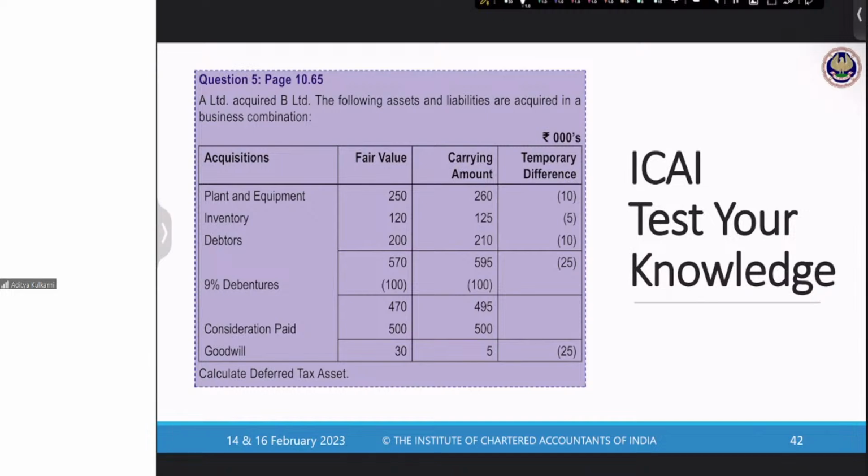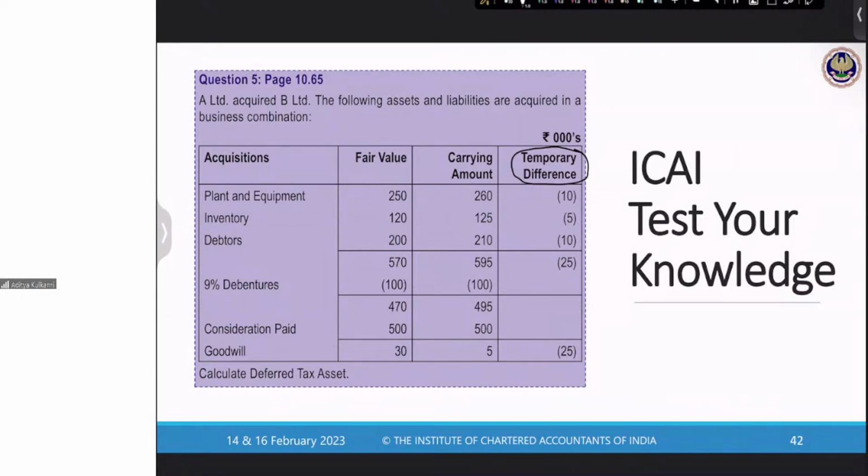Okay, A Limited acquired B Limited. The following assets and liabilities are acquired in a business combination. So for plant and equipment, you are given fair value, carrying amount and temporary difference. You see one missing information. What is the missing information here? Sir, the tax base is not given at all. There is no tax base.